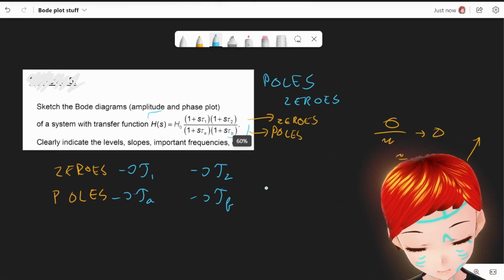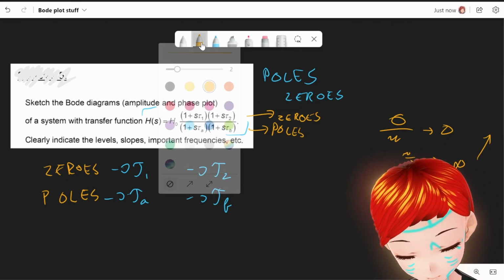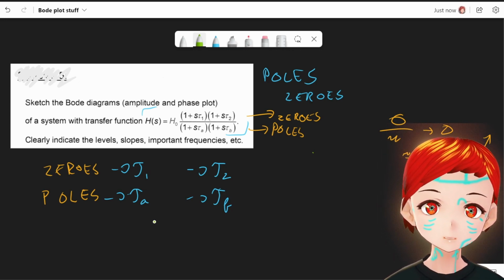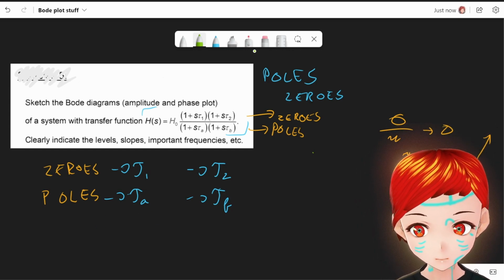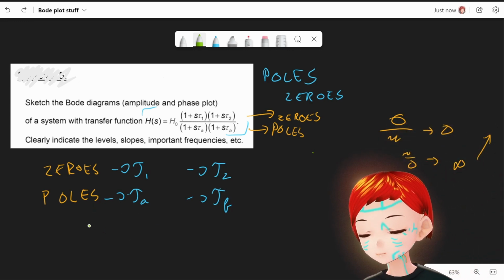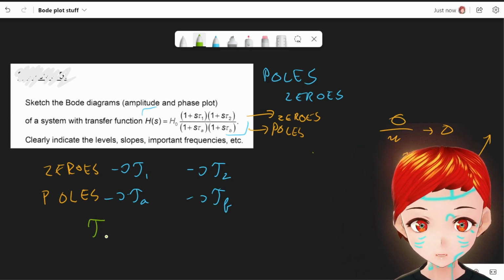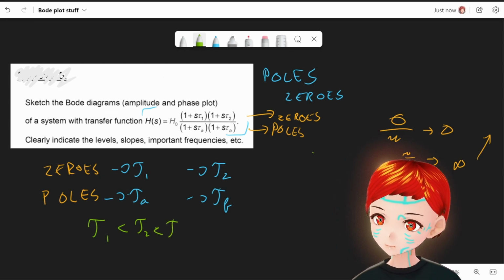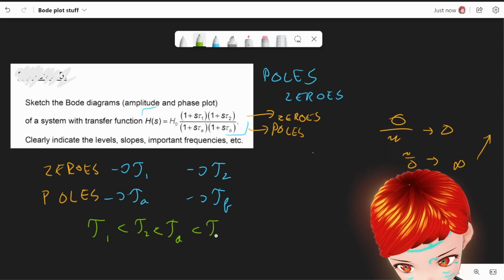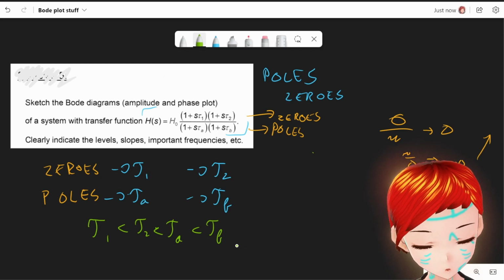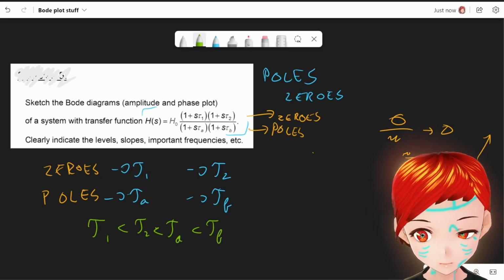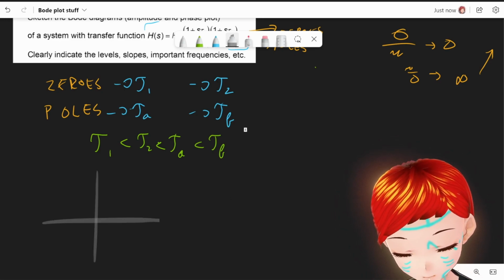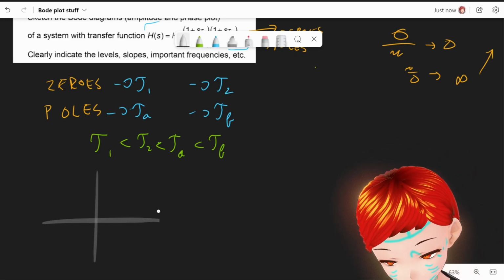Usually these values will be given some kind of arbitrary value, but this time there's no value yet. So for this exercise, we're going to assume that tau 1 is the smallest, tau 2 a bit bigger, tau a a bit bigger, and tau b a bit bigger. This will be crucial in some later exercises. Then, with these, it is possible to put them into the diagram with the real and imaginary axis.